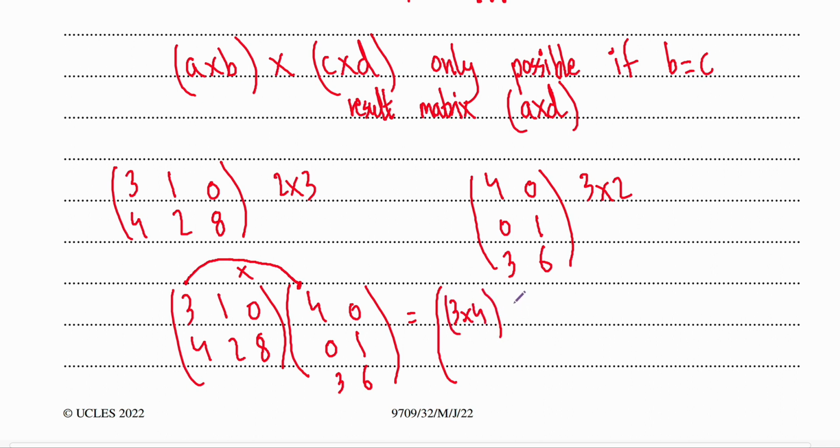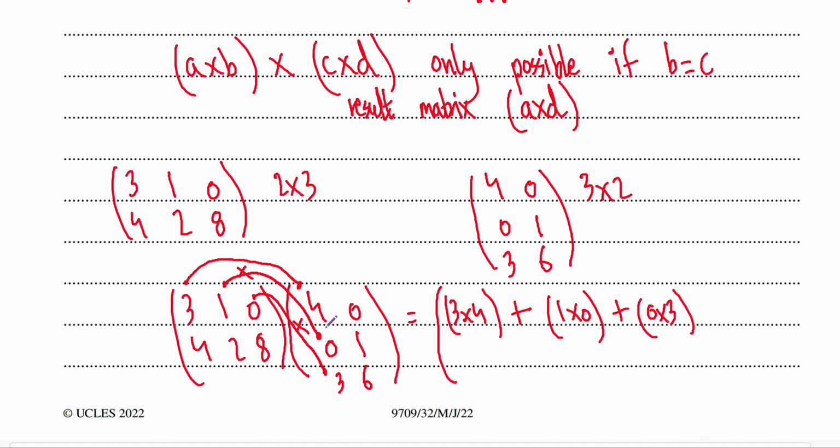And then to that, you add the first row, second column entry, multiplied by the second row, first column entry. So plus 1 times 0. Plus, and then you do the first row, third column, multiplied by the third row, first column. So plus 0 times 3. And that's going to be your top left entry.